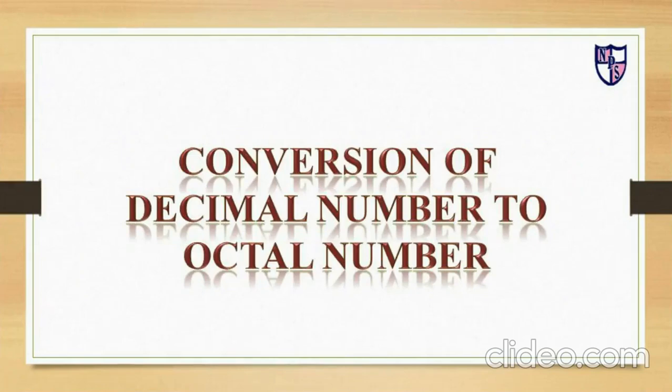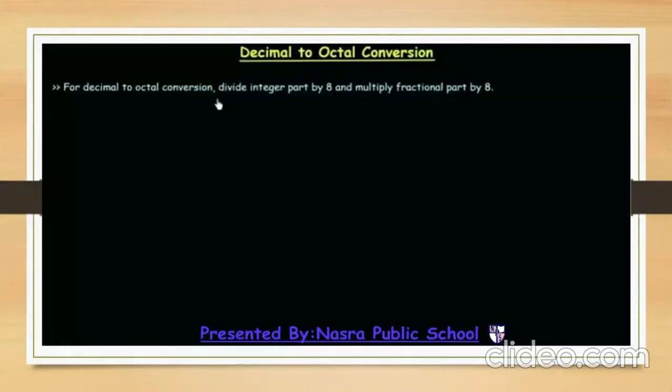Now, in this lecture, we will learn about the conversion. So first, we will learn the conversion of decimal numbers into octal numbers. Now, let's learn this conversion through this video. For decimal to octal conversion, we have to divide integer part by 8 and multiply fractional part by 8. We are multiplying and dividing by 8 because base in case of octal number system is 8. The base or radix R is equal to 8 in case of octal number system. So we have to divide the integer part by 8 and multiply the fractional part by 8.